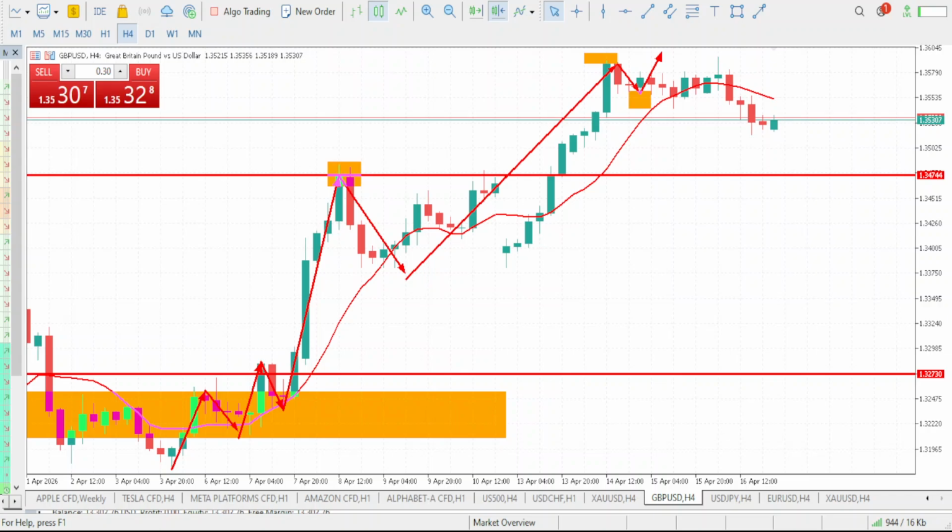So guys, this is what we are going to be expecting for the day on our GBP USD. So let's see what GBP USD will be doing for us for the day.